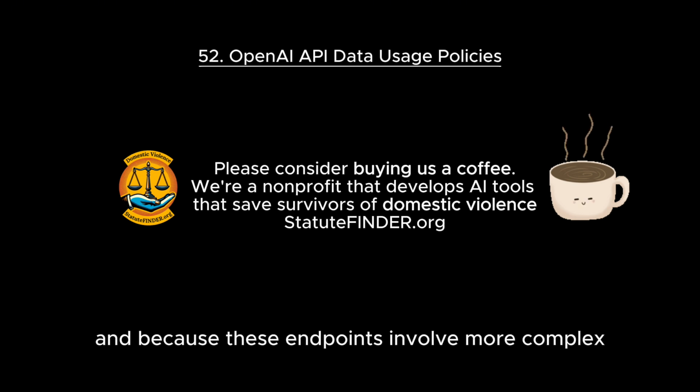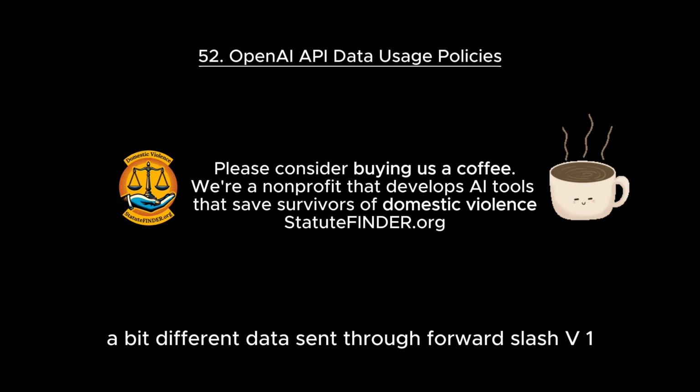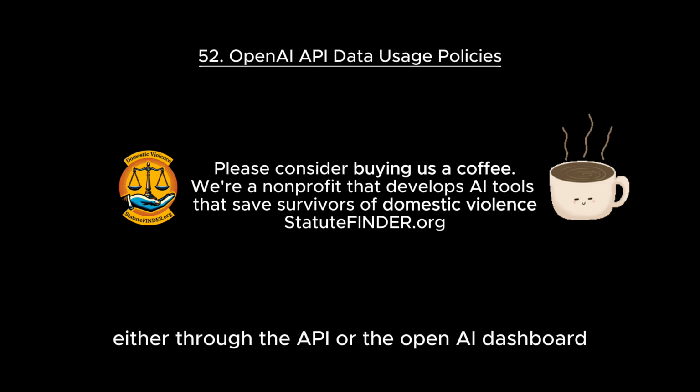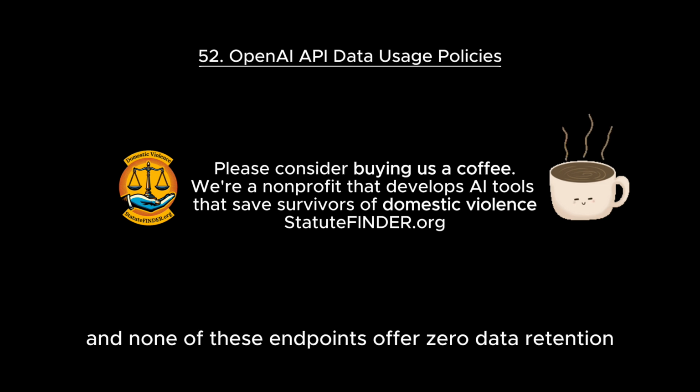Exactly. And because these endpoints involve more complex data management, their retention policies are a bit different. Data sent through /v1/files is retained until you manually delete it, either through the API or the OpenAI dashboard. Data for /v1/fine_tuning/jobs and /v1/batches is kept until you delete it. And none of these endpoints offer zero data retention.